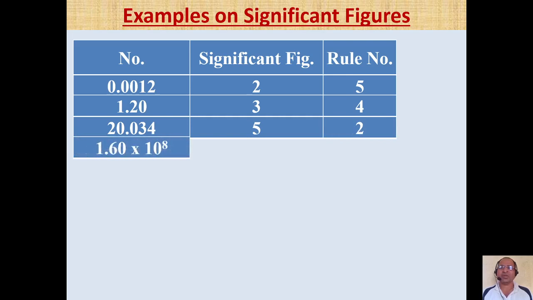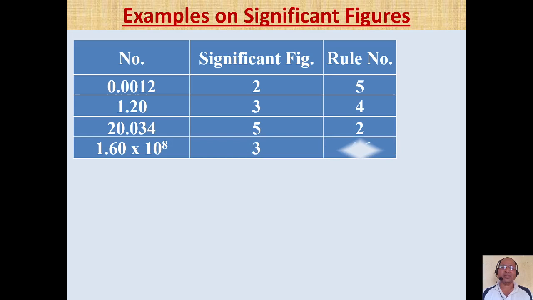One more example, 1.60 into 10 raised to 8. So we have already seen that whenever a number is written in terms of powers of 10, then we only consider significant figures in the base number. So the base number here is 1.60. So we will consider significant figures in this number only. So in 1.60, 1 zero is there, which is a terminal 0 with decimal. So it is significant. So this number has 3 significant figures. And we have applied 2 rules here, rule number 4 and rule number 6.